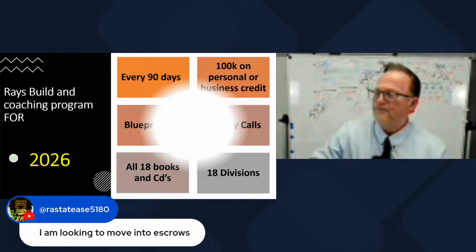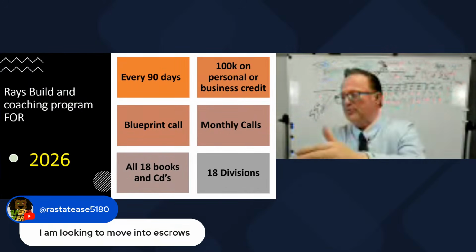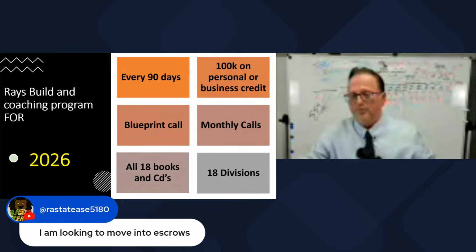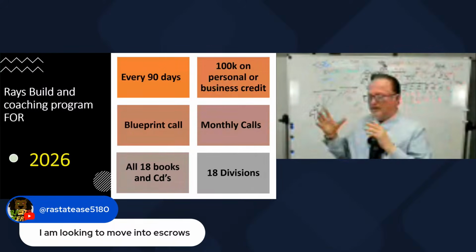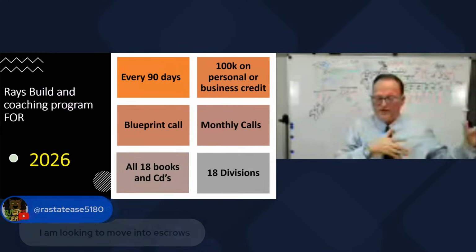Now here, this is 90 days. Let's say you want to play for 90 days, okay. 100,000 of personal business credit. I'd like to have 200,000 of credit, by the way. The blueprint call, the monthly calls. Every 3 weeks you're on the phone with me. We got to check the list what we need to do next. We got to make you that CFO.